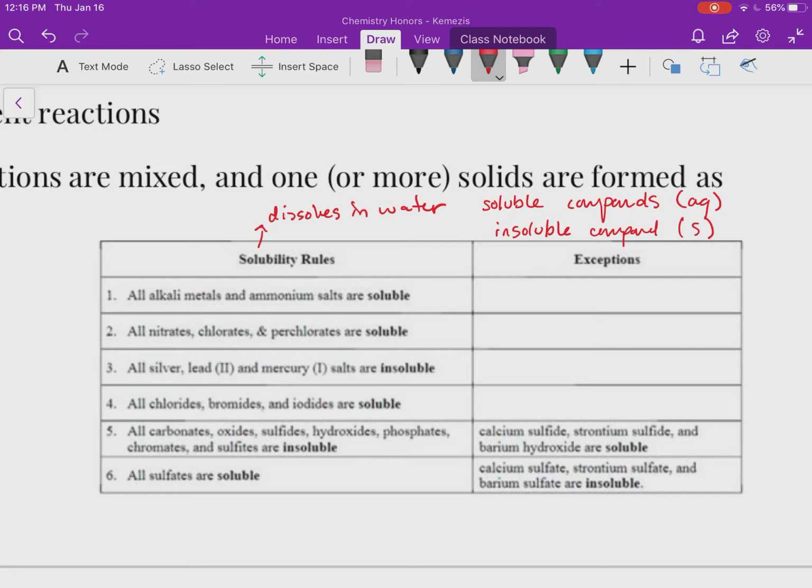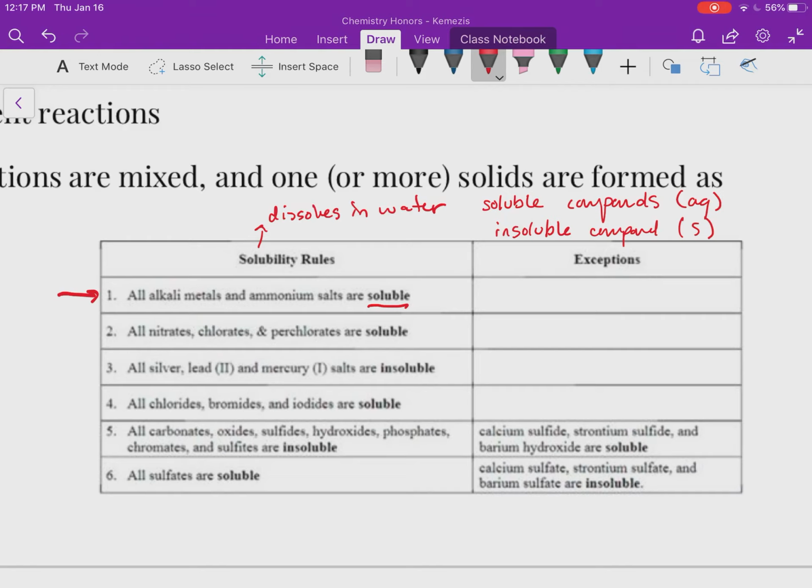The way that you read these rules is they are a hierarchy, right? So we consult the first rule and then we work down. So if you're looking at your compound and it has an alkali metal or ammonium as the cation, then that compound is soluble, meaning it's going to be aqueous, and there are no exceptions to that rule. So that's why I say all alkali metals and ammonium salts. And salt is another word for ionic compound.